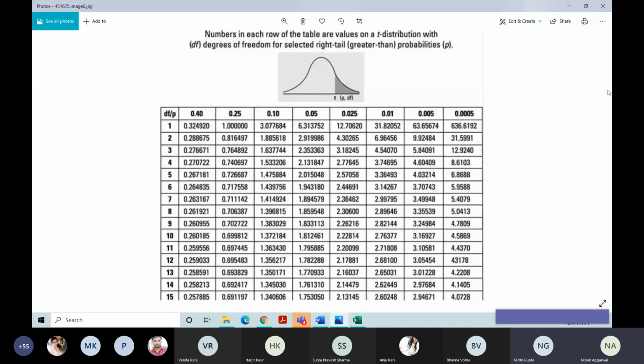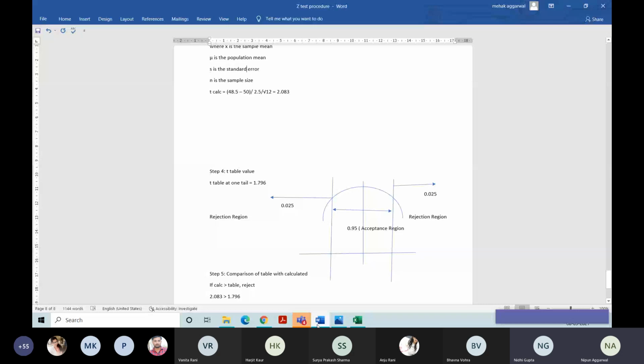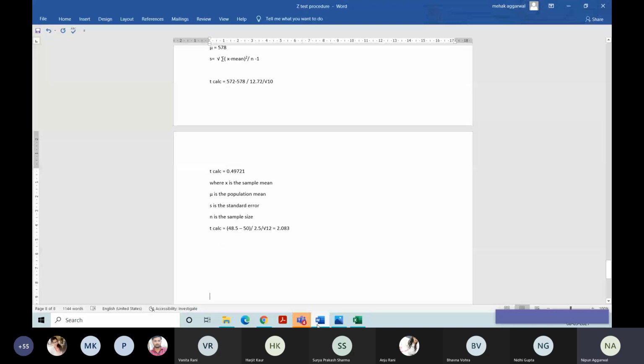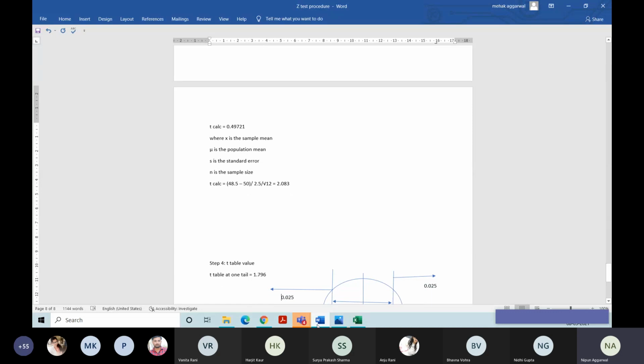Sir, but my calculation says that T calculated is 0.149. Yes, sir. You'll check the calculation. I have not checked the calculation. You can check it on your own, and then you can make corrections.